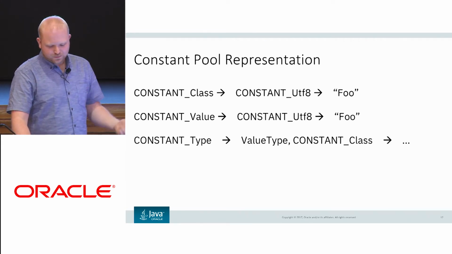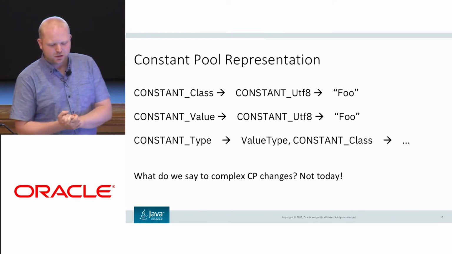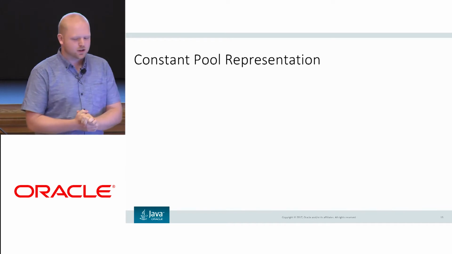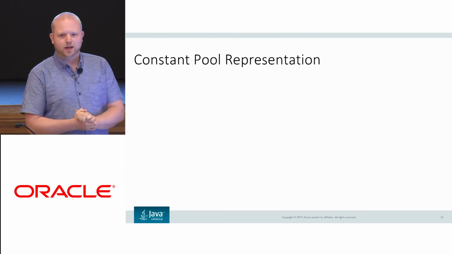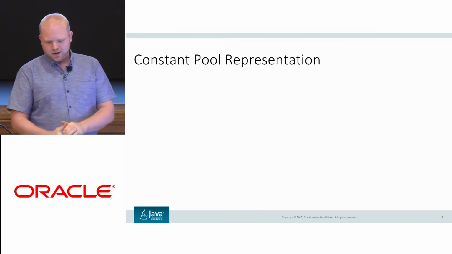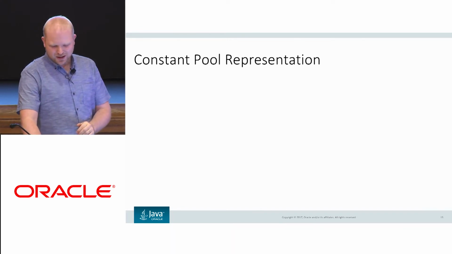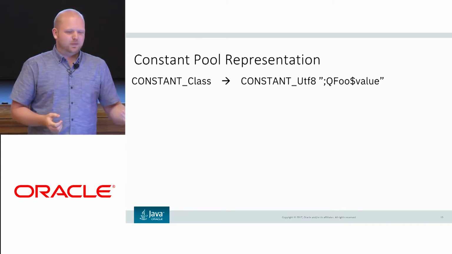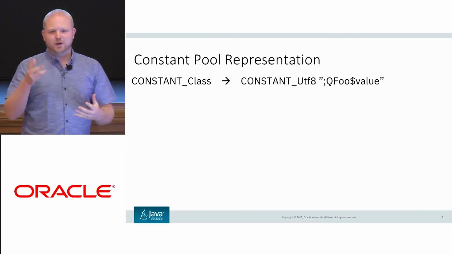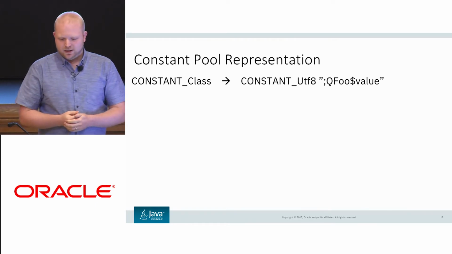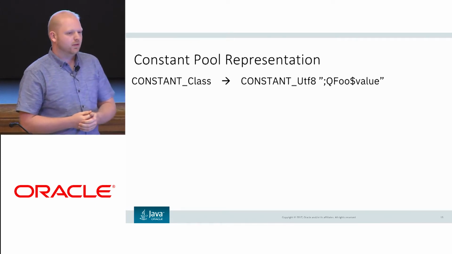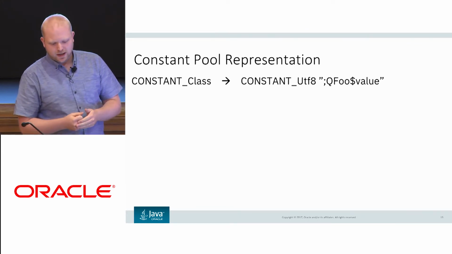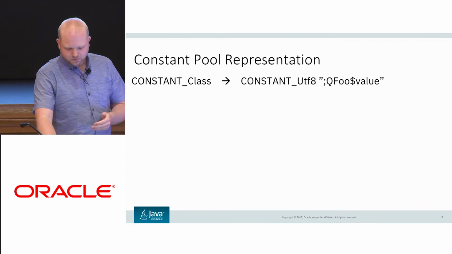So we said, what did we say to complex CP changes? Not today. And we all happily and without any reservations agreed that the best possible way this could ever be done is name mangling. So we have this notation where a constant class, if it is a Q type, has this semicolon Q notation in front of it. And officially the name of the DVC is the foo dollar value part, and then the rest of it is an escape sequence.